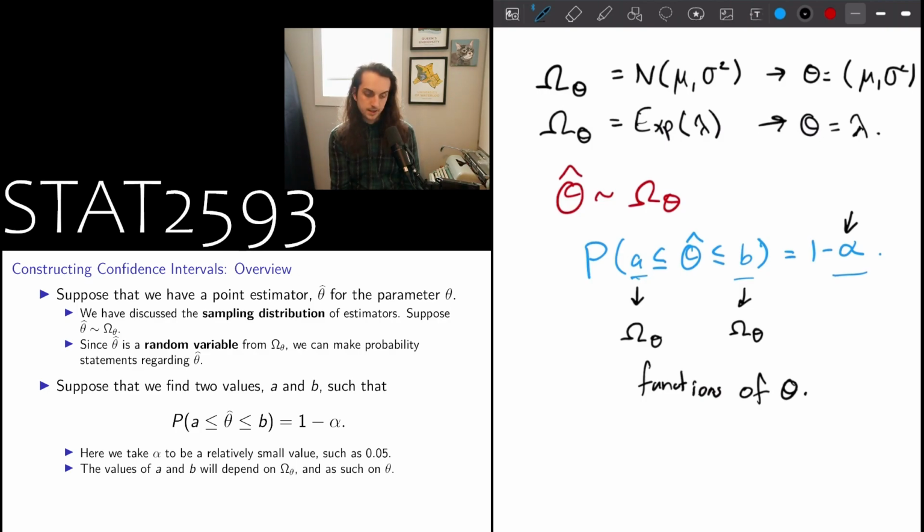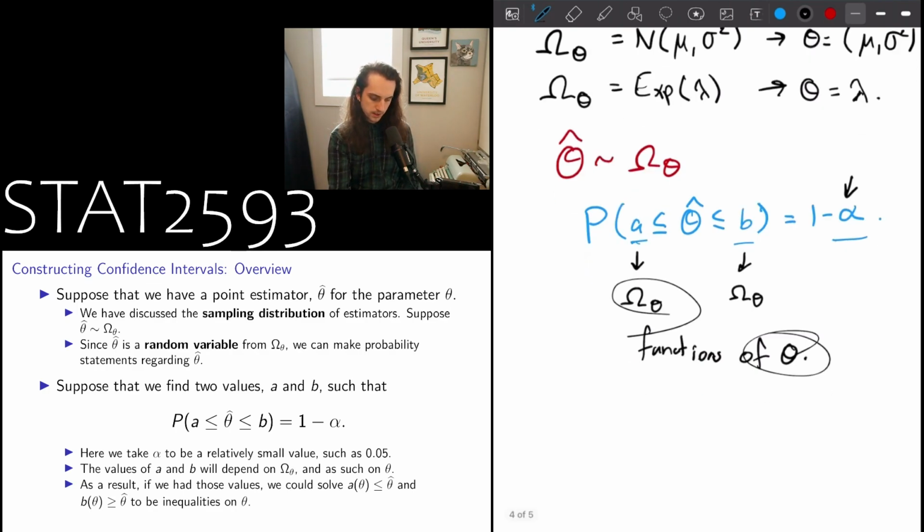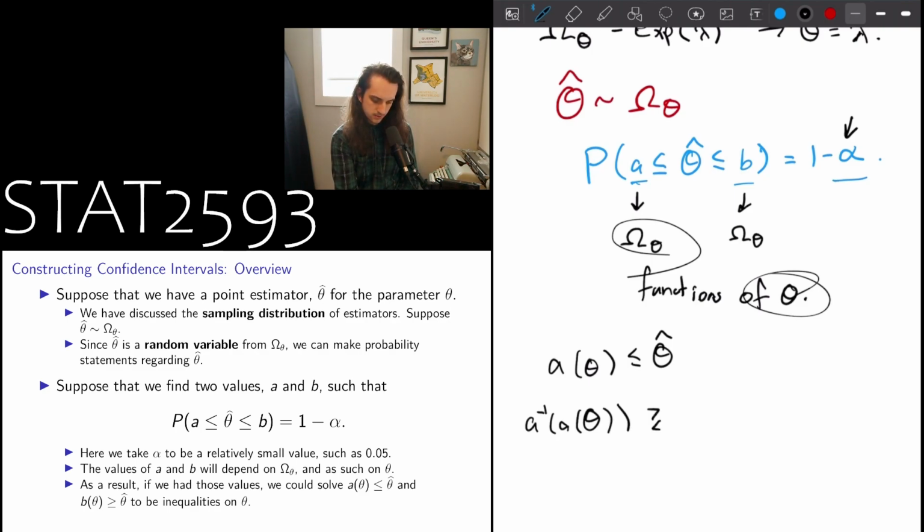As we mentioned, these values of A and B are both going to depend on the distribution and in particular on the true value of theta. And so as a result, we can think about A, say, as being some function of theta, right? So we can say A of theta. And if we have this expression A of theta equals theta hat, then what we could do is actually form some theta based on the inverse of A, right? If we could just solve back for this inequality as it relates to theta hat, then we'd have an inequality where we have, that should be an inverse.